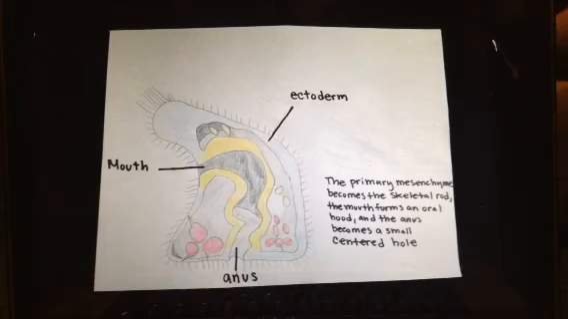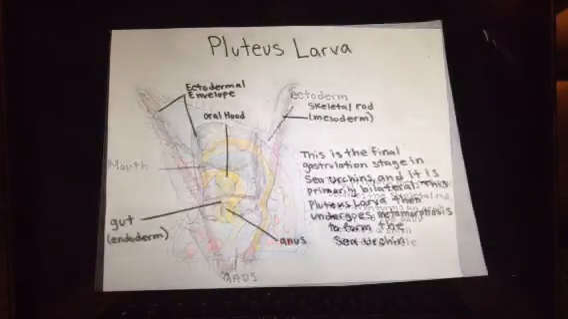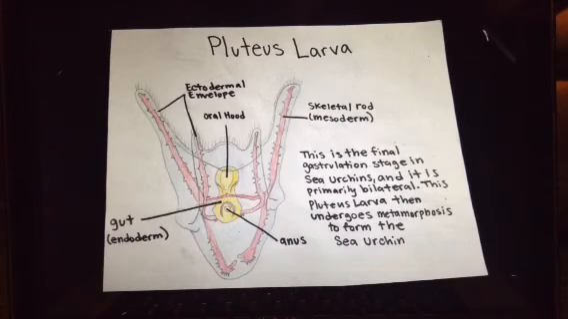The primary mesenchyme becomes a skeletal rod, the mouth forms an oral hood, and the anus becomes a small centered hole. Here you see the Pluteus larva. This is the final gastrulation stage in sea urchins, and it is primarily bilateral. This Pluteus larva then undergoes metamorphosis to form the sea urchin.